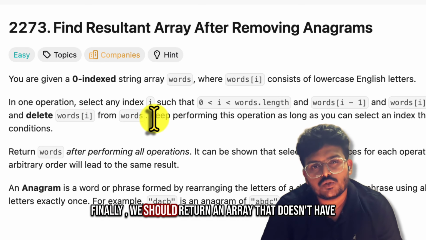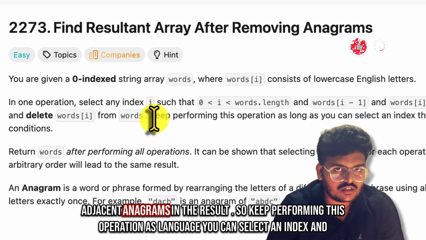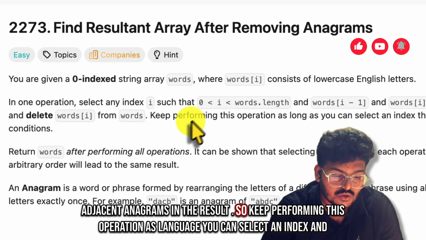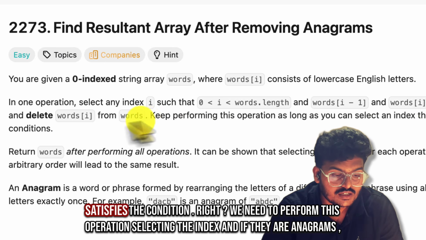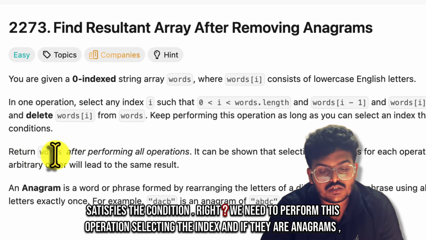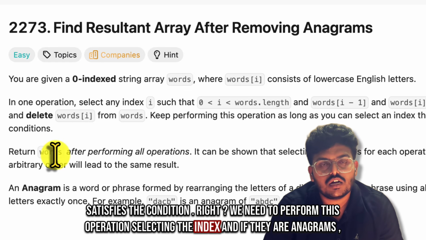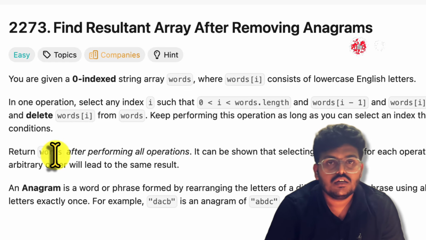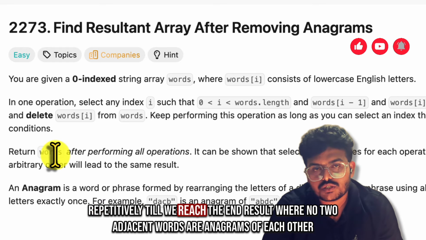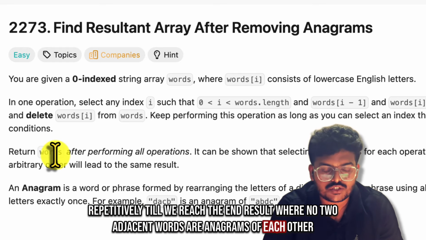And finally, we should return an array that doesn't have adjacent anagrams in the result. So keep performing this operation as long as you can select an index that satisfies the condition, right? We need to perform this operation selecting the index, and if they are anagrams, remove words of i repetitively till we reach the end result where no two adjacent words are anagrams of each other.